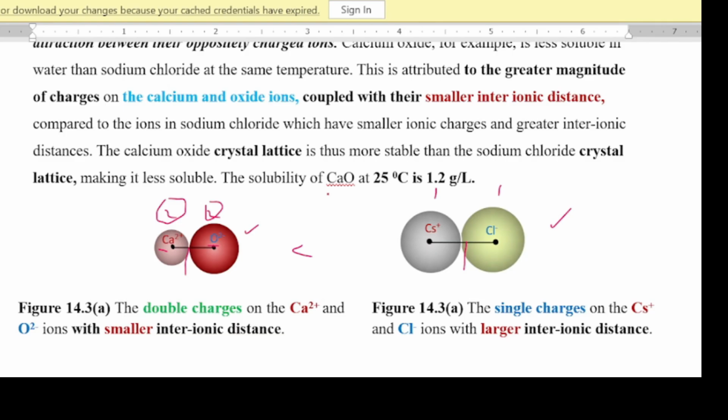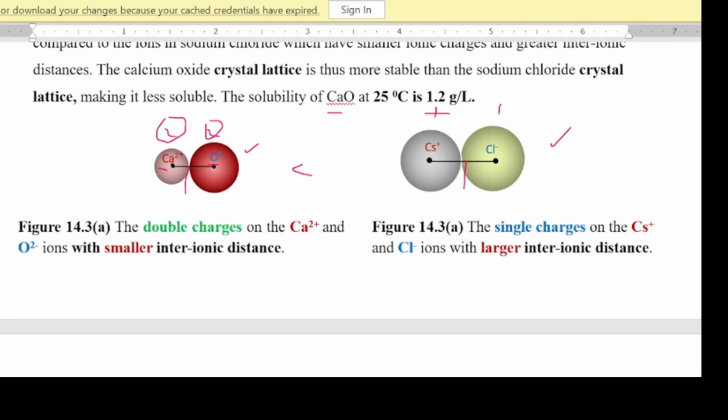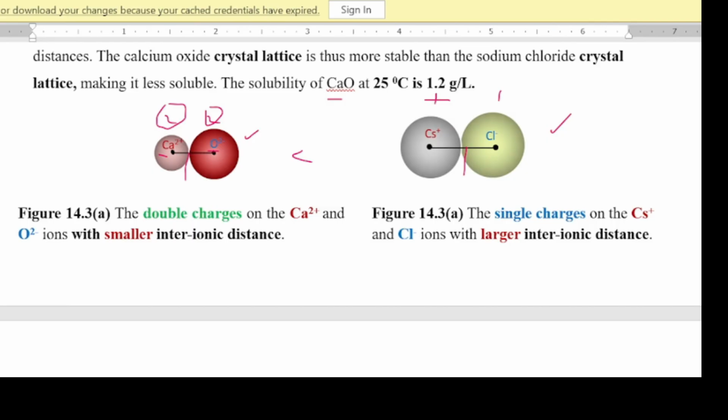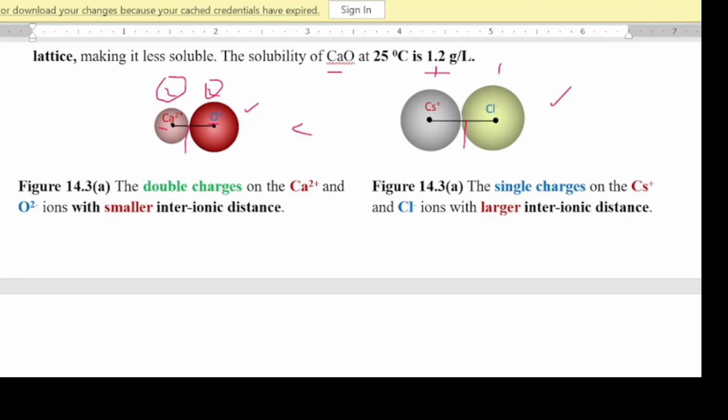But it is that the solubility of calcium chloride at 25 degrees Celsius is 1.2 grams per liter. So I hope you understand the two factors that are responsible for making some crystals more soluble in water than others: the interionic distance between the ions in the crystals, and also the charges on the ions there, and of course the way they're packed inside the crystals, what they call the crystal lattice too.